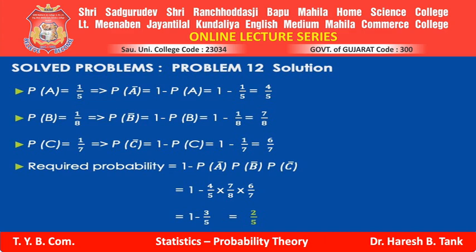Now what is the required probability? Required probability is nothing but probability of A union B union C. Probability of A union B union C is nothing but 1 minus probability of A complement multiplied by probability of B complement multiplied by probability of C complement. So all these probabilities are known to you. So it comes to 1 minus 4 upon 5 multiplied by 7 by 8 multiplied by 6 by 7. Simplifying it, it comes to 1 minus 3 upon 5, which is 2 upon 5. Is it clear? I hope it is clear.